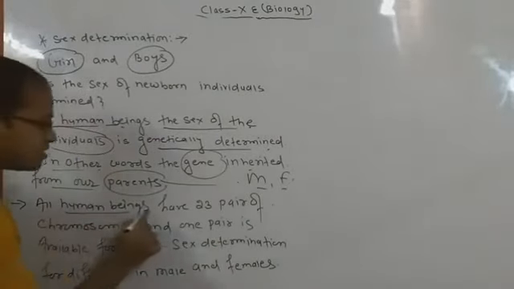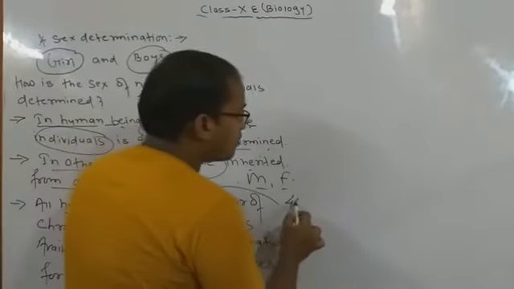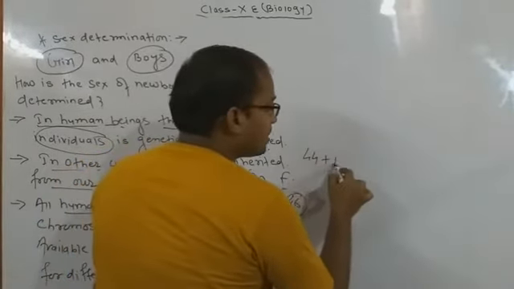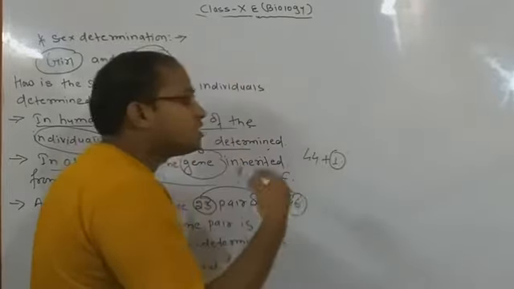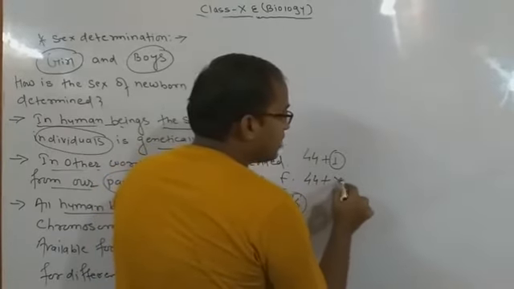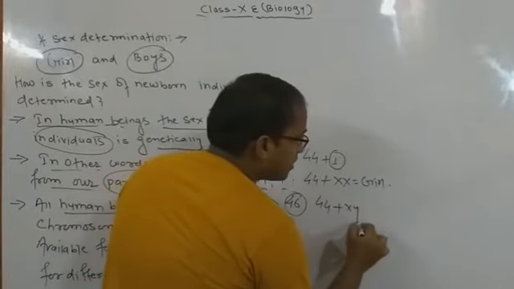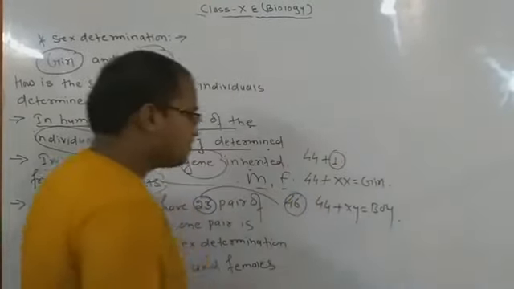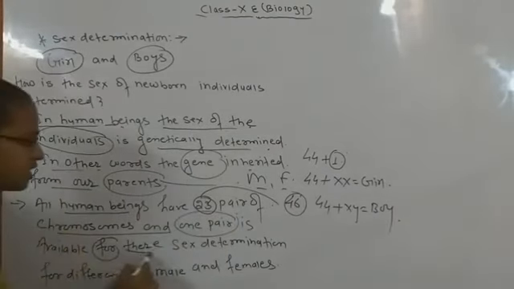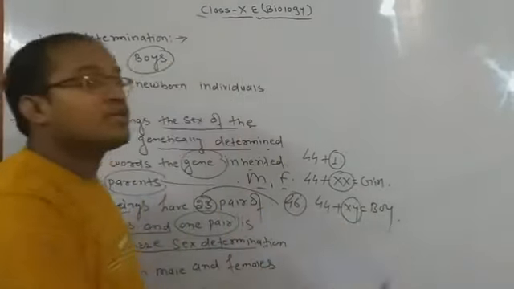And all human beings have 23 pairs of chromosomes. ठीक है, 23 pairs means the total number of chromosomes is 46. It means they have 44 autosomes and one pair is available for sex determination. इनके पास 44 autosomes and it may be XX, which represents a girl, and if they have 44 autosomes and XY, it represents a boy. एक पेयर जो होता है वो उनके sex determination को बताने के लिए होता है.